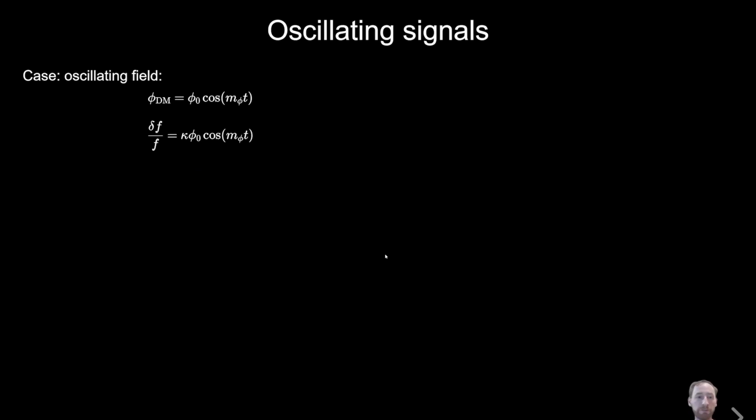Okay, one of the key signals that people typically look for is the case of an oscillating background field. We talked about that just a moment ago. To remind you, this is the case where the dark matter field is oscillating at its Compton frequency, set by its mass. The change in frequency, which depends on the dark matter field, will therefore also oscillate at the Compton frequency, set by the dark matter mass. And the amplitude of oscillations will depend on the amplitude of the field, as well as this sensitivity coefficient.